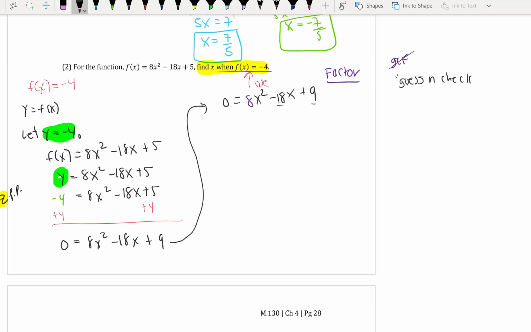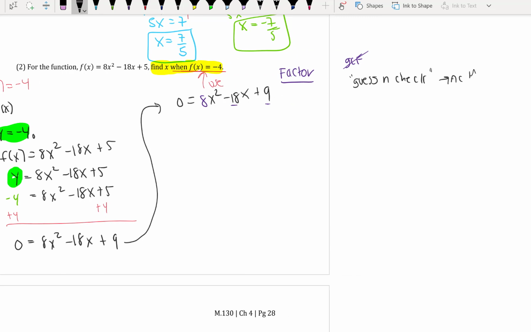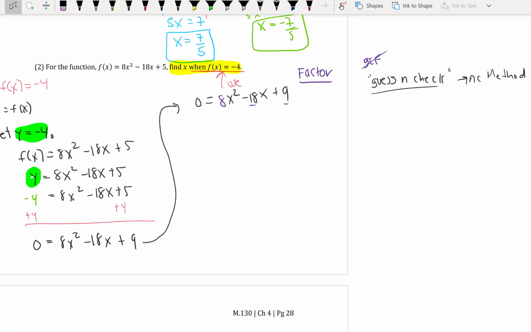And you know, the alternative would be the AC method. And it really just depends on what you prefer. So I'm going to prefer the guess and check. But if you do the AC method, you will get the same answer. So I'm going to have 0 is equal to parentheses.